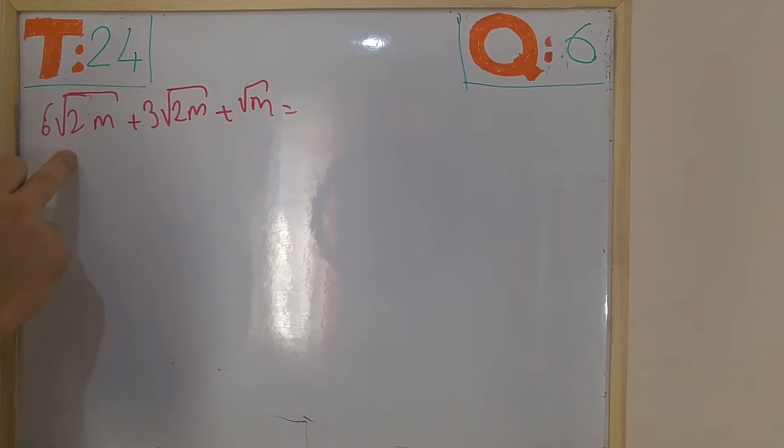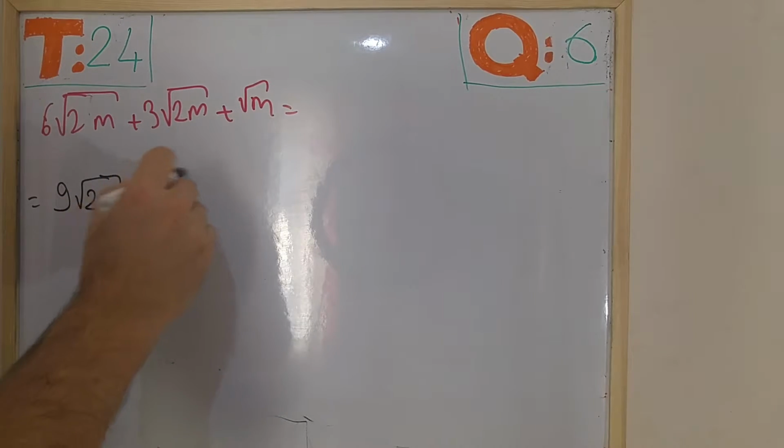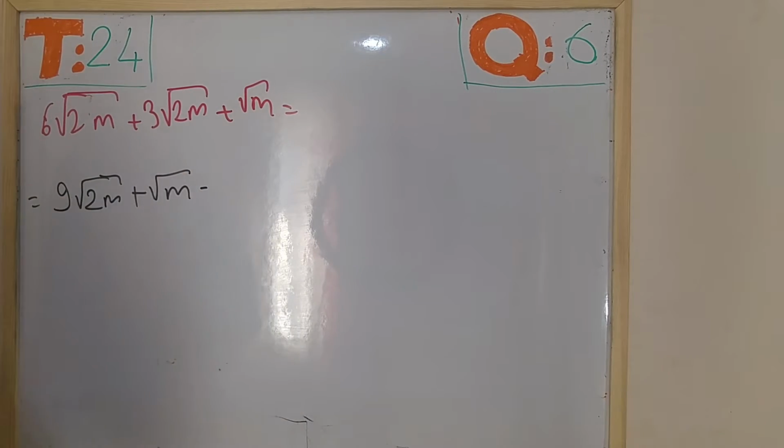Here we have square root of 2m as a common term, so we can sum these up as 6 plus 3, which is equal to 9 square root of 2m plus square root of m. This is my answer.